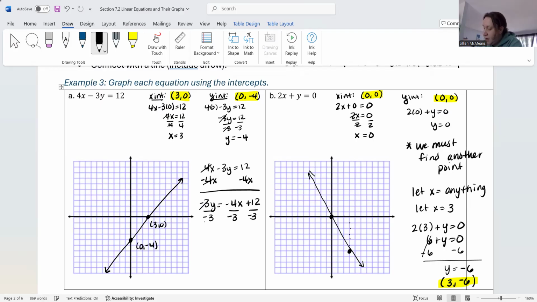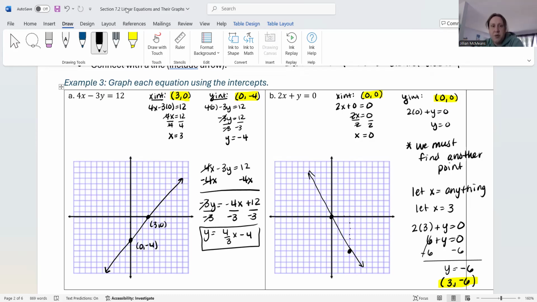So negative 3 divided by itself is 1. 1 times y is y. And then 4x divided by negative 3 is 4/3 x. And then 12 divided by negative 3 is negative 4. So if I were to type in y equals 4/3 x minus 4, then I can pull up that table in Desmos. So 4/3 x minus 4.